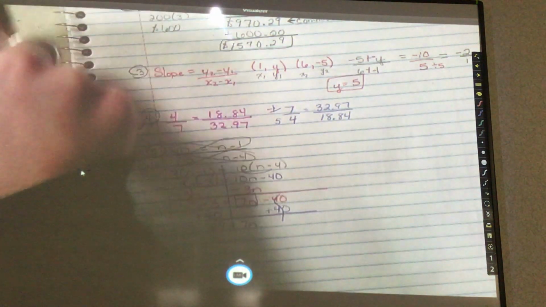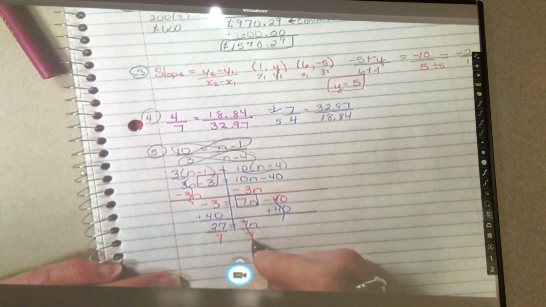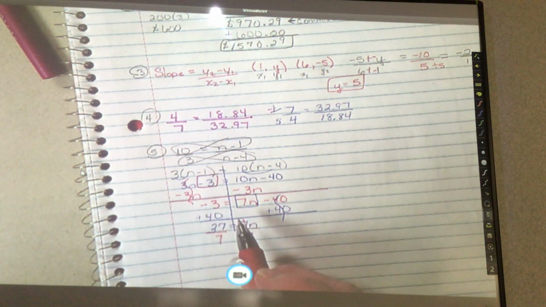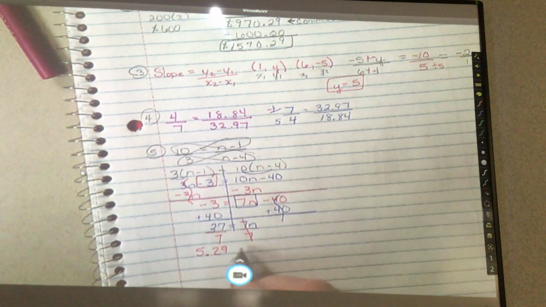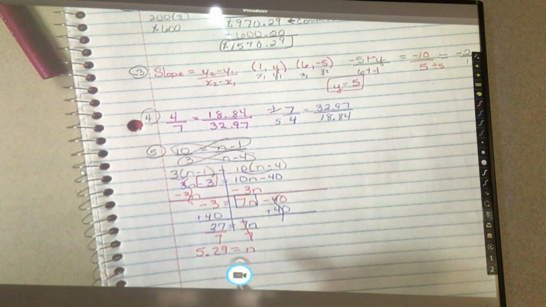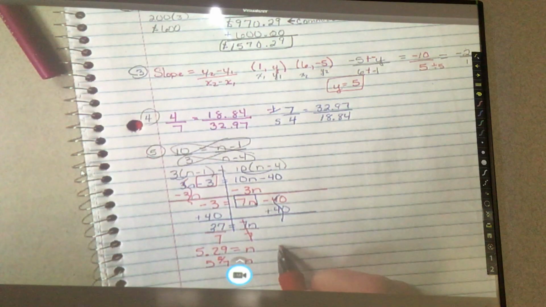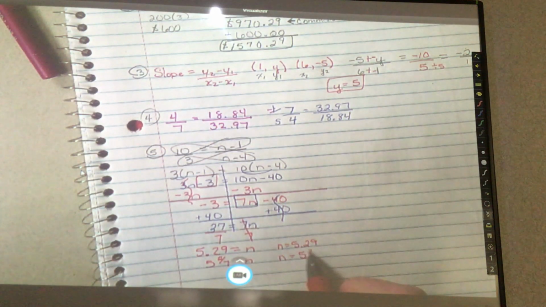Now I divide by 7, divide by 7. These cancel each other out. If I put this in my calculator, 5.29, I'm going to round it to the hundredth, equals n. Or I could have left it as a mixed number. What was it as a mixed number? 5 and 2/7. 2/7 equals n. Then just rewrite it, n equals 5.29, or n equals 5 and 2/7.